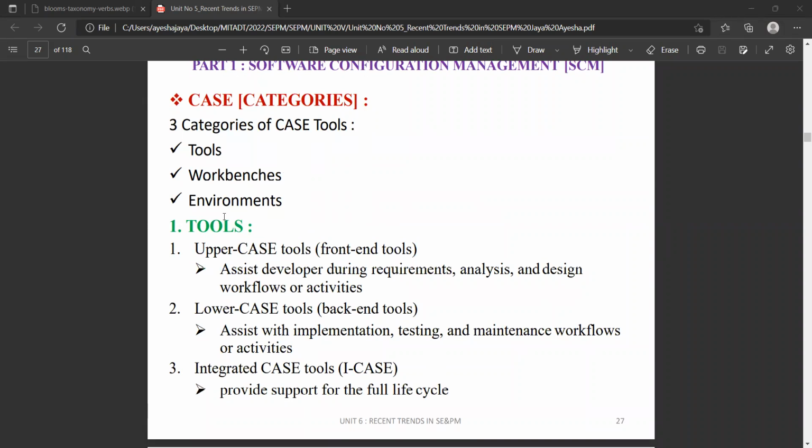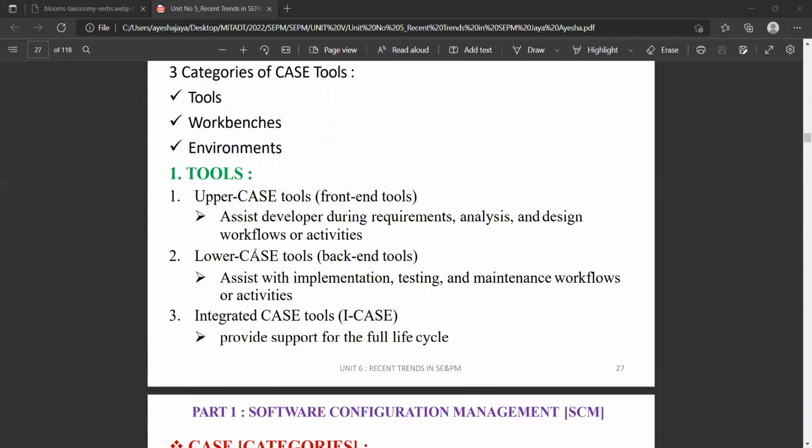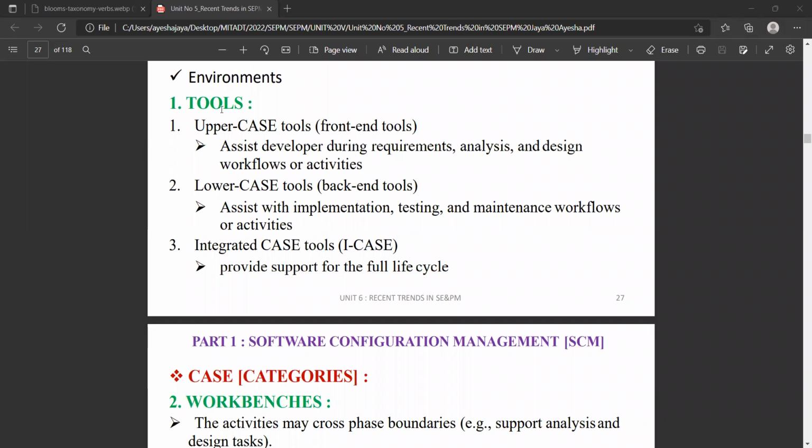What are the categories? Tools, workbench, and environment, which we already saw. In tools, we have upper CASE tools, that is the front end. Front end means the UI tools, which connect directly with the client. The lower CASE tool is the backend tool. So backend will have the data. And integrated tool is the support for the entire life cycle, so it connects the backend and front end.